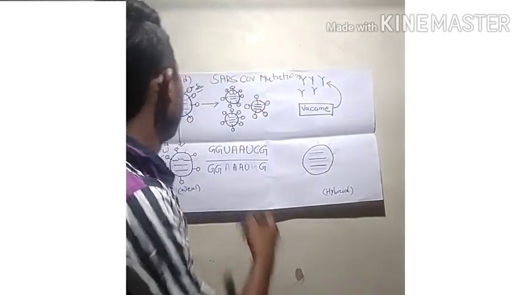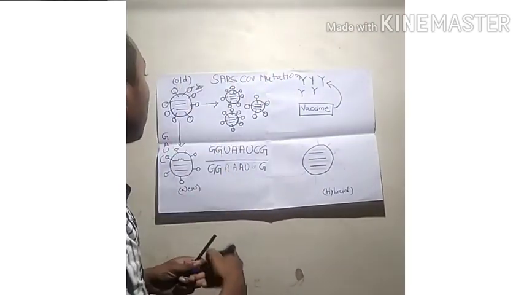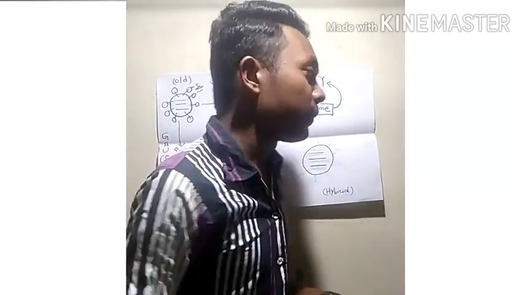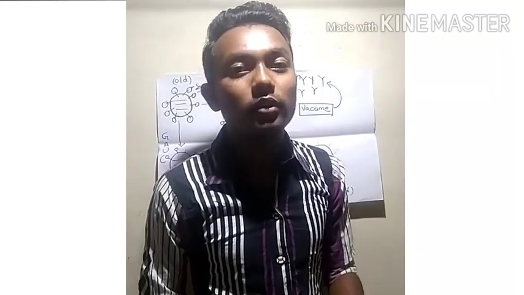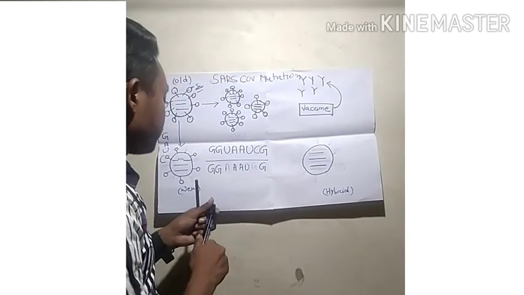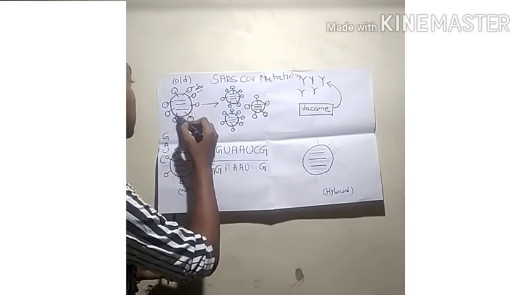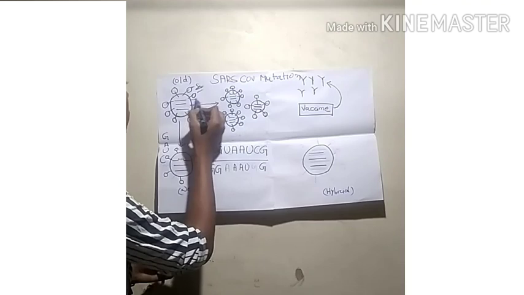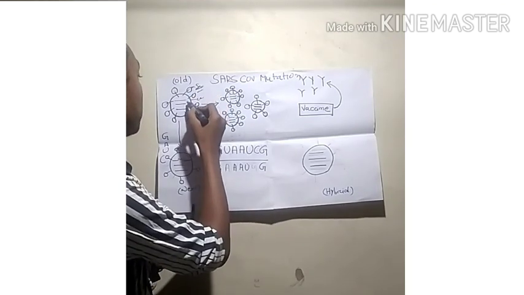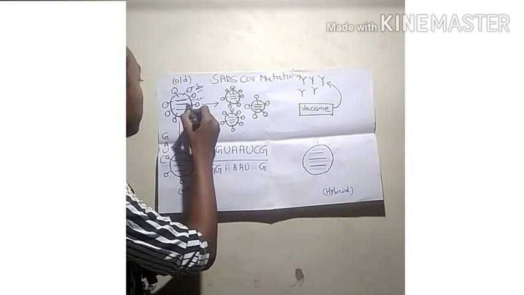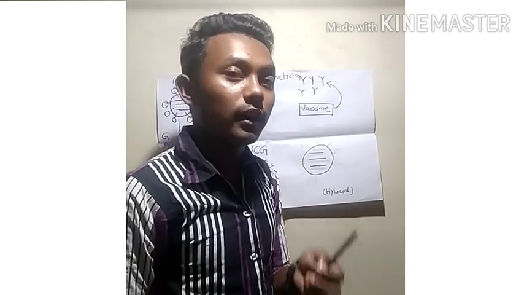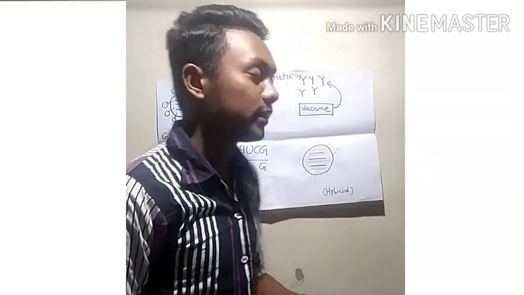So let's see, this is a virus. This virus is made up of two things, protein and nucleic acid. In the case of this virus, the nucleic acid is RNA, ribonucleic acid. The virus is surrounded by protein. This is called the membrane protein, and this is known as the spike protein. Inside the virus the nucleic acid is present, which is the RNA here. Viruses contain RNA as their genetic material.